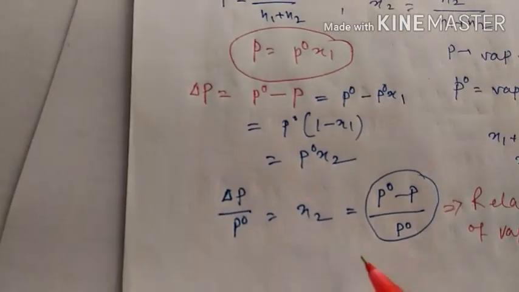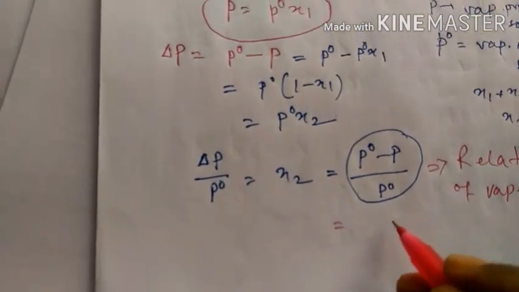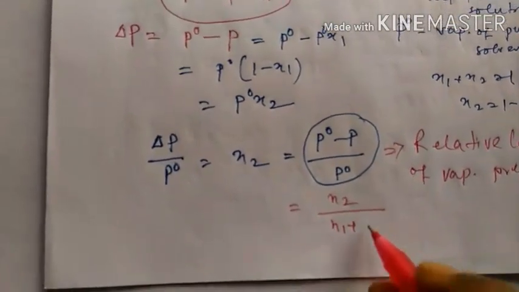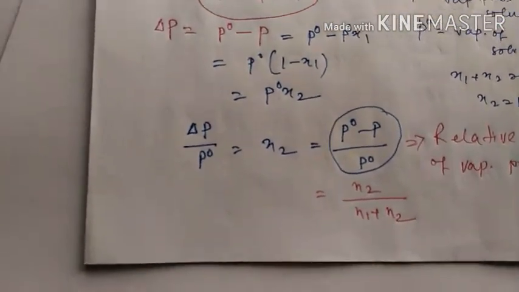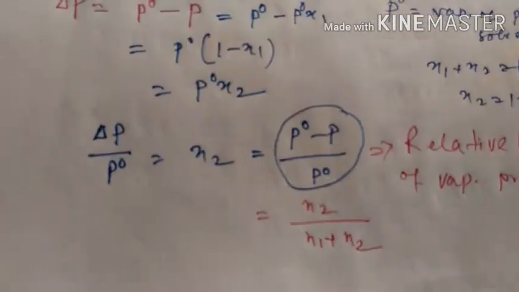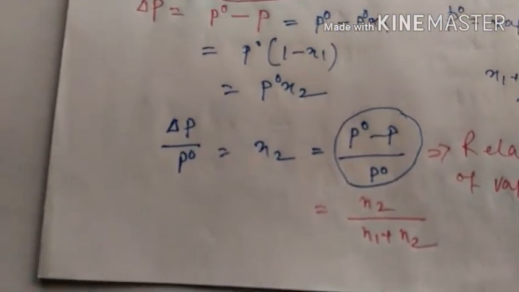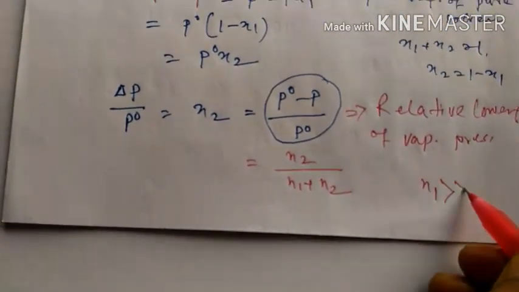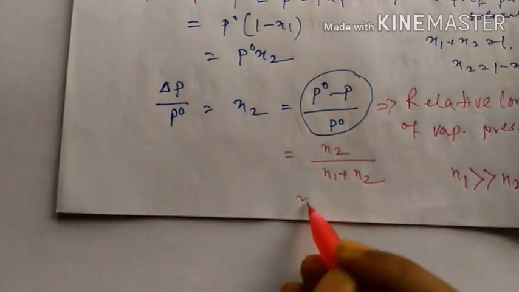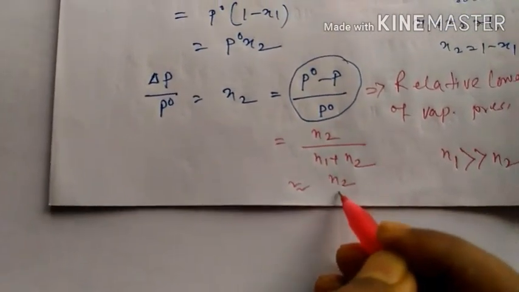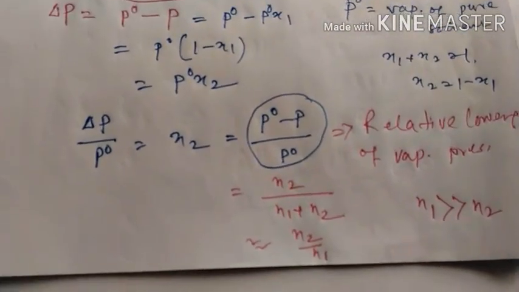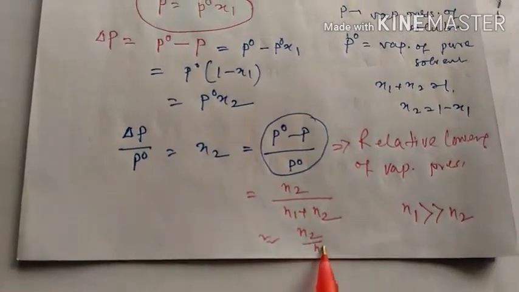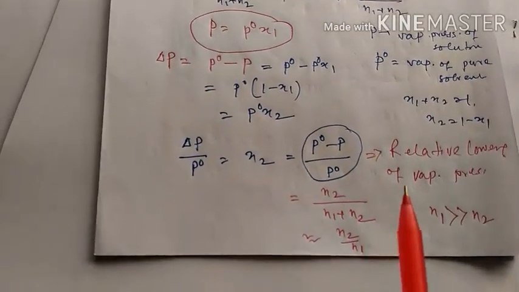Now from here you can write that this equals x2, that is n2 by n1 plus n2. Okay, students, for a dilute solution, since n1 is very much greater than n2, approximately we can write n2 by n1. So delta P by P0 equals n2 by n1. This is our relative lowering of vapor pressure.